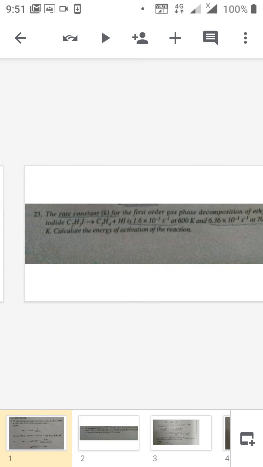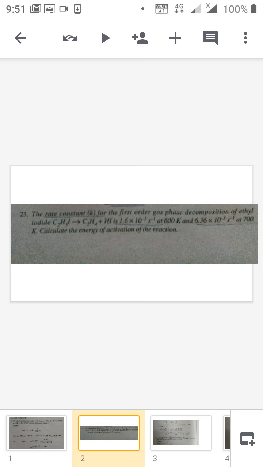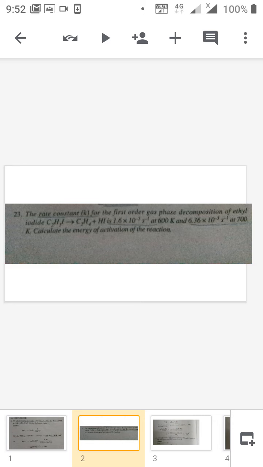Okay. Now we are moving into the next problem. The rate constant K for a first order gas phase decomposition of ethyl iodide, the equation is given, is 1.6 into 10 to the power minus 5 second inverse at 600 Kelvin and 6.36 into 10 to the power minus 3 second inverse at 700 Kelvin. Calculate the energy of activation of the reaction. Please remember that the Arrhenius equation is very important; they may ask either in terms of problems or in derivation.